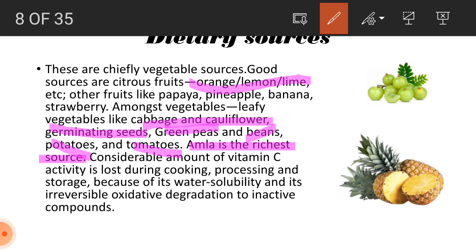Considerable amount of vitamin C activity is lost during cooking, processing and storage because of its water solubility. Since vitamin C is water soluble, the activity of vitamin C is lost because of these processing activities, and its irreversible oxidative degeneration to inactive compounds. That is the other reason for its activity being lost during cooking, processing and storage. So the first reason is that it is water soluble, and the other one is its irreversible oxidative degeneration to inactive compounds.